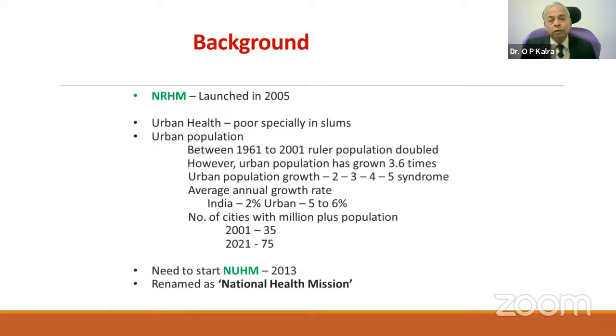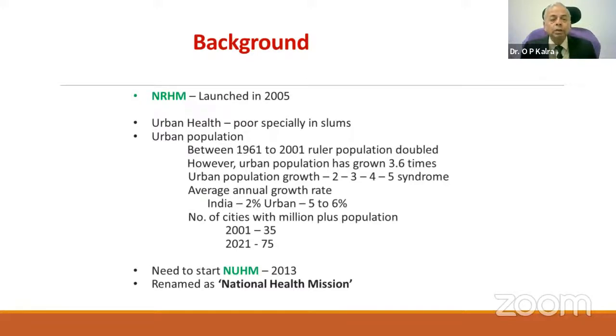Therefore, when it was first launched in the year 2005, it came up in its earlier avatar as the National Rural Health Mission. The focus was largely on implementing various health systems in the rural areas. Subsequently, it was felt that even in the urban areas the health is poor, because in rural areas we have a structured system of community health centers, but in the urban areas, where we have the district hospitals, most of the people living in the cities have no structured health system, and many of them have to go to private hospitals, thereby resulting in a lot of out-of-pocket expenditure.